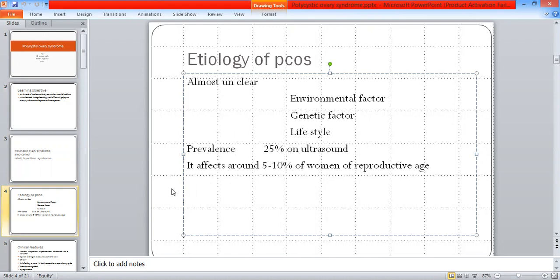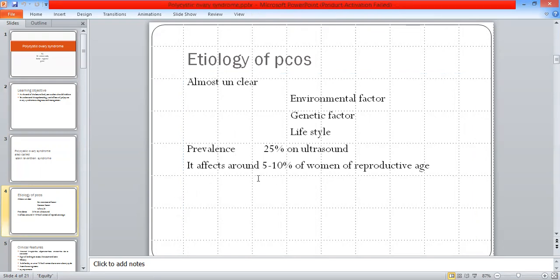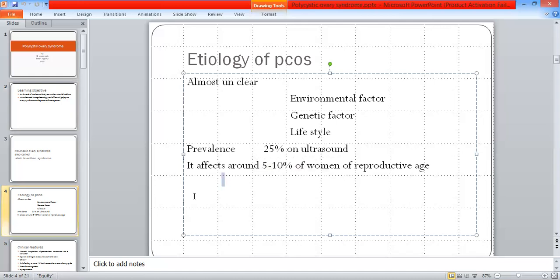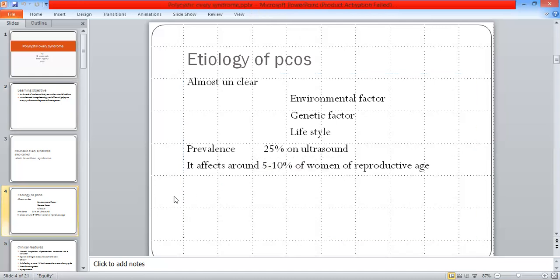It was previously 5 to 10%, but nowadays we are seeing every third lady suffering from polycystic ovary syndrome. Now the incidence and prevalence has increased, maybe due to the change in lifestyle, maybe due to a change in environmental factors. Because every time when we are performing OPD and checking patients, every third woman is suffering from polycystic ovary syndrome.